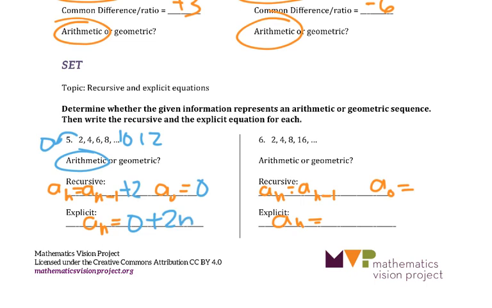Okay, number 6, 2, 4, 8, 16. This one's not the same as before. This time we're timesing by 2. Makes it geometric, so times by 2. Going backwards, 2 divided by 2 is not 0, it's 1. So we start at 1. So I start at 1 times by 2. Repeated multiplication means I make the exponent.